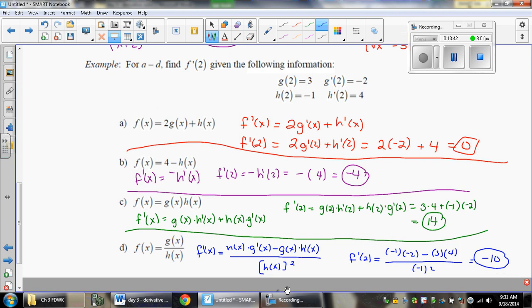And then last but not least, quotient rule: bottom times the derivative of the top minus the top times the derivative of the bottom, all over the bottom squared. Plug everything in, get negative 10.